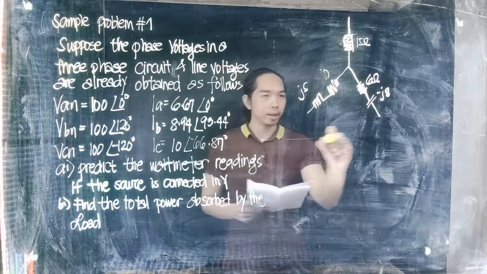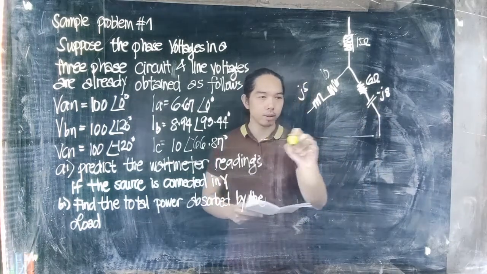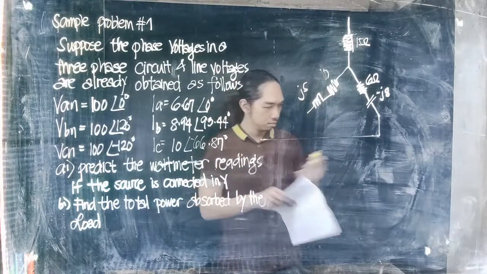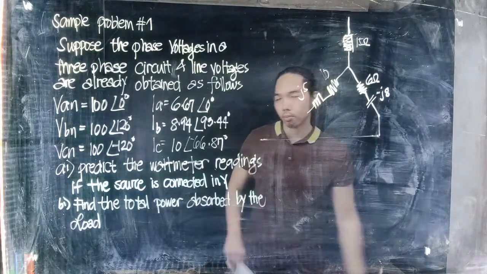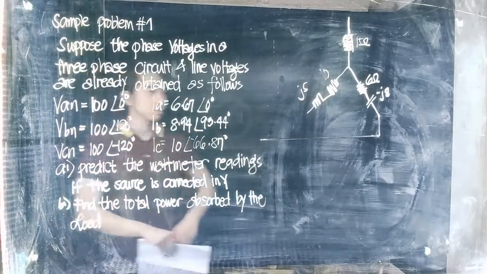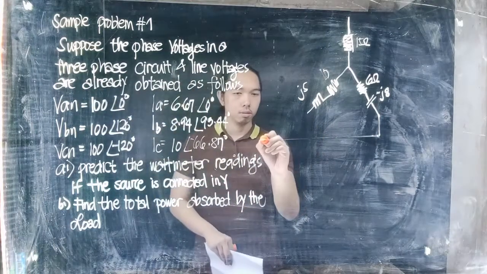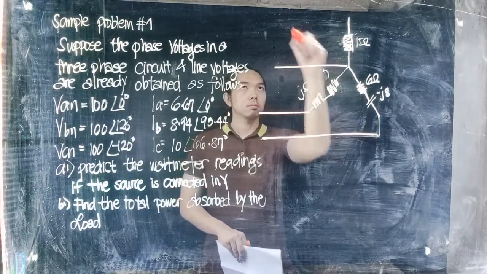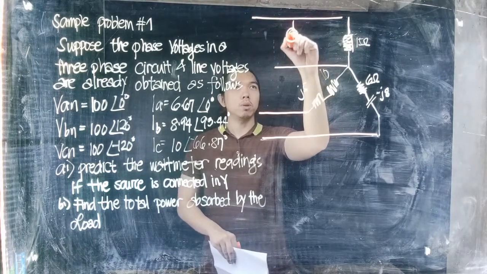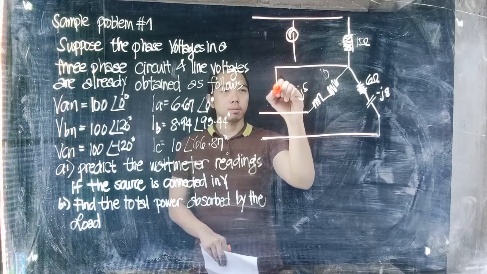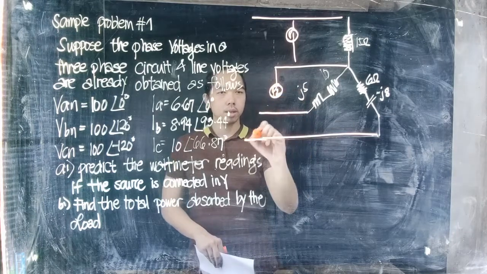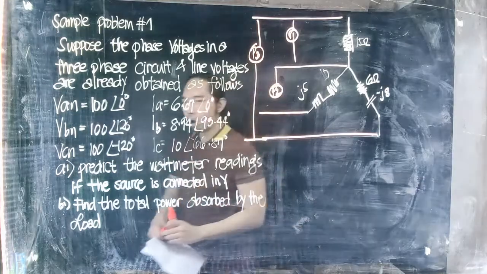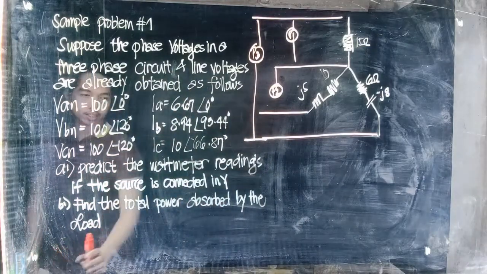So it is measured using the three Wattmeter method. So let me draw that first. Like this. So this will be P1, this will be P2, and this will be P3. Okay, so predict the wattmeter readings if the source is connected in Y.